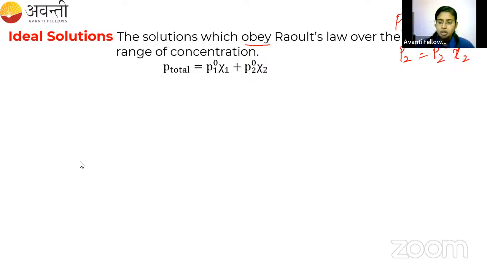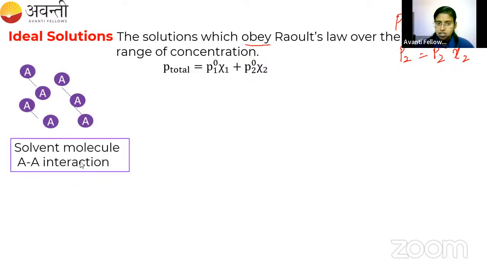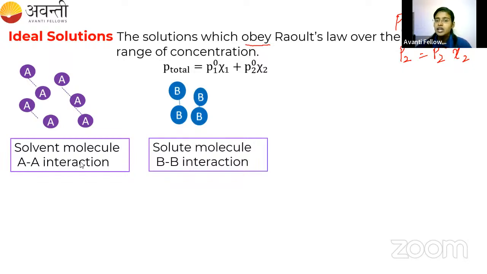Now let me take A first. This is the A molecule. You can see the interaction in a solvent molecule, AA. Also I'm going to take a B molecule. B is a solute and A is a solvent. So in case of B, which is a solute, we have BB interaction in that molecule.